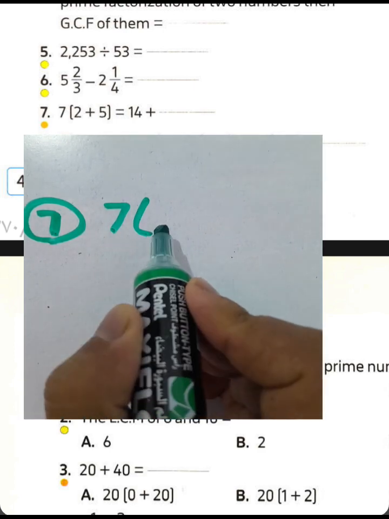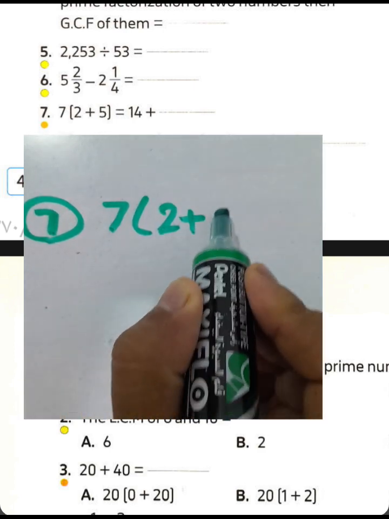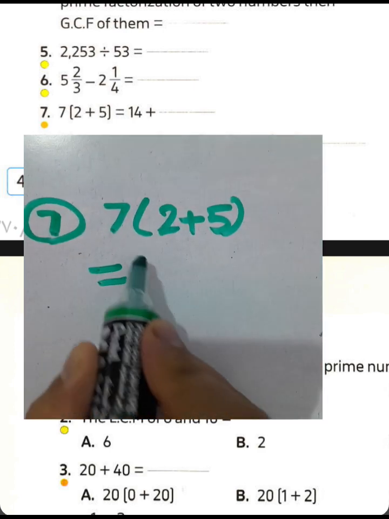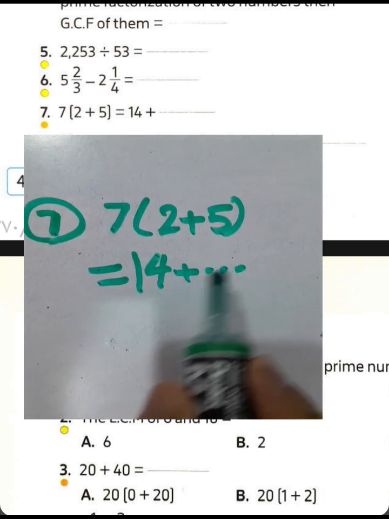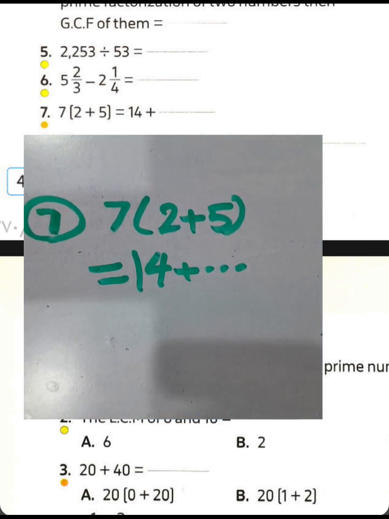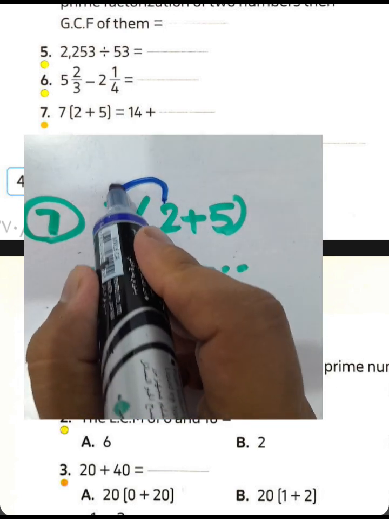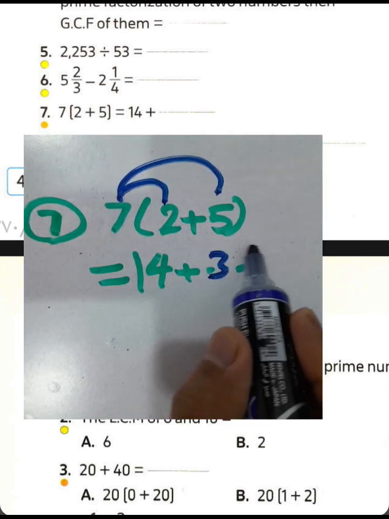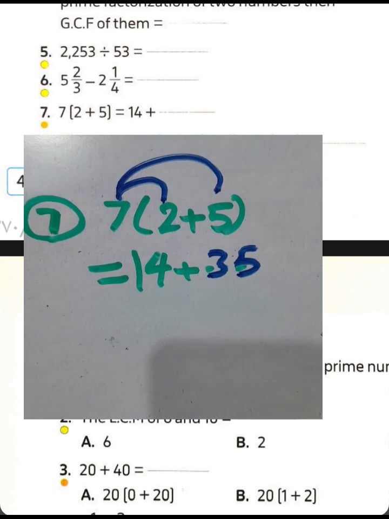7 multiplied by 2 plus 5 equals 14 plus 35. We used the distributive property here. 7 times 2 equals 14 and 7 times 5 equals 35. It's very easy for you, my students. Okay.